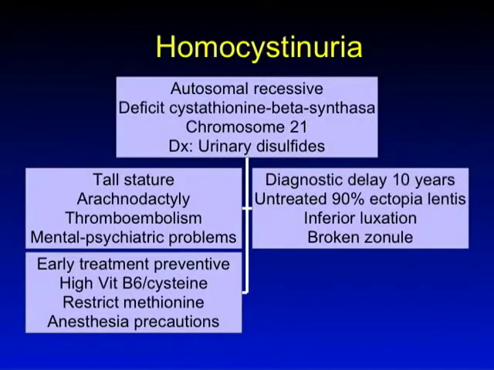Homocystinuria, autosomal recessive, chromosome 21, diagnosis by urine disulfides, and basically these are the criteria for diagnosis. They're very similar to Marfan, tall patients. They also have dislocation. They have thromboembolism, but they have something that is important. They have mental problems. All these can be prevented, like in galactosemia, with early diagnosis. If these patients are treated with diet early in life, even the dislocation of the lens can be prevented.